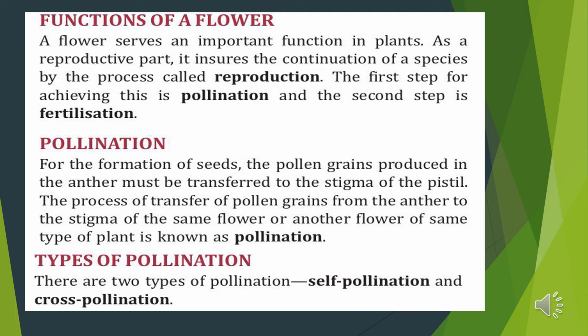Again, the proper definition is: the process of transfer of pollen grains from the anther to the stigma of the same flower or another flower of the same type of plant is known as pollination. Now, types of pollination. There are two types of pollination: self and cross pollination.